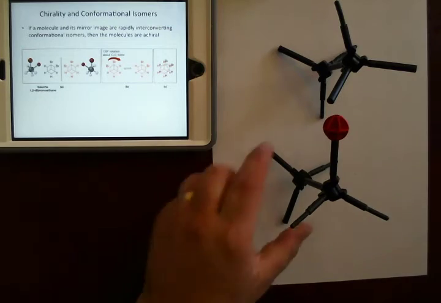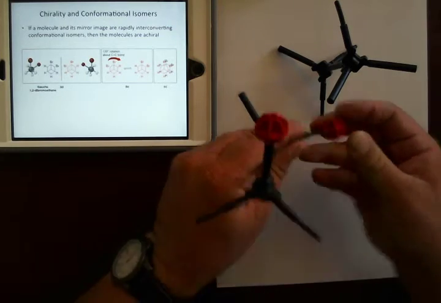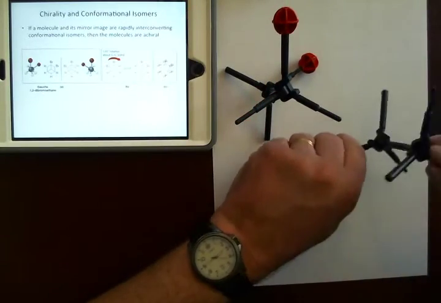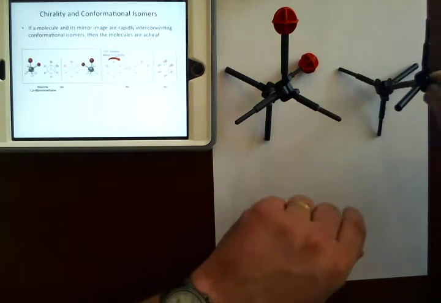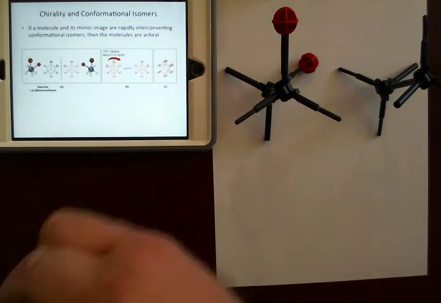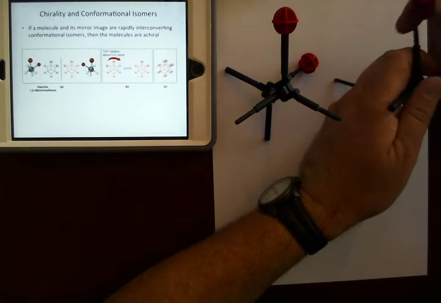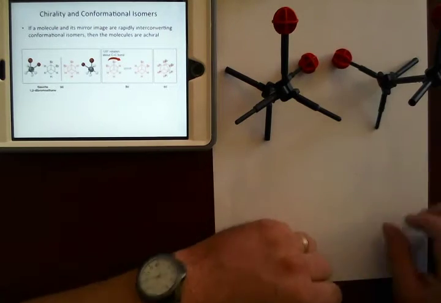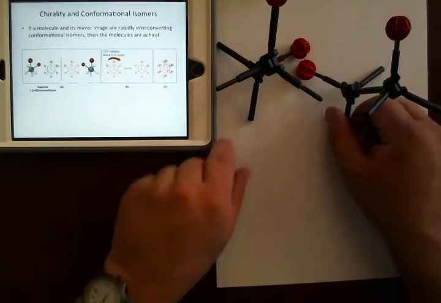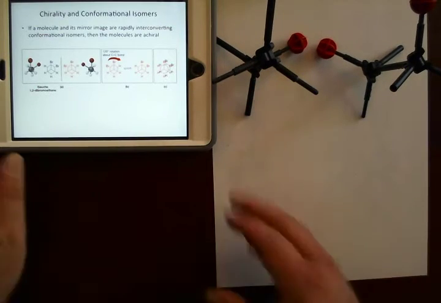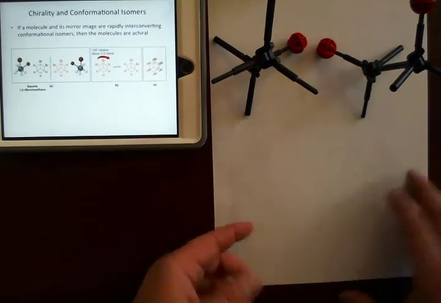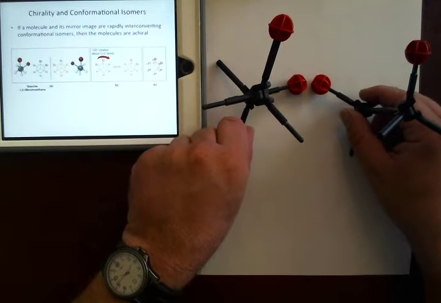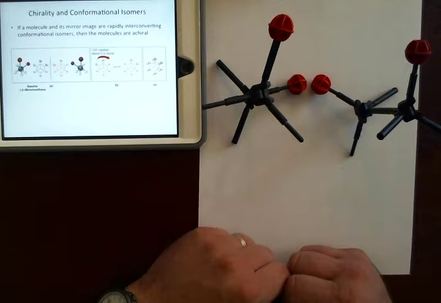So we're going to make the mirror image. I hope you can see it. We can make the mirror image. There you go. Now you can see it. A little hard to see, but here it is.